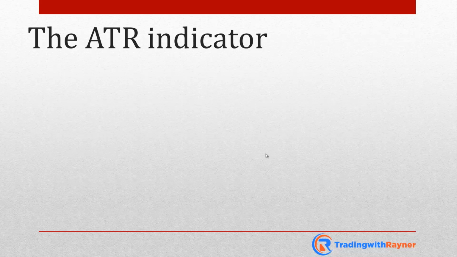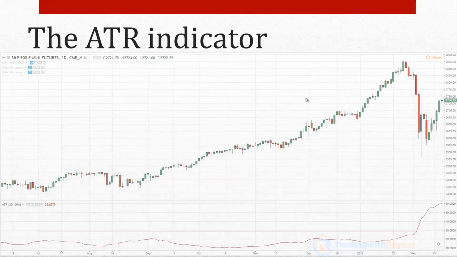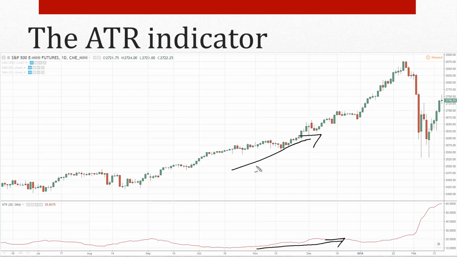So what exactly is the ATR indicator? The ATR indicator is simply an indicator that measures volatility in the market. I repeat, the ATR indicator measures volatility in the market. As you can see, as volatility expands, the ATR indicator will point up higher. You can see that the ATR indicator is pointing higher because if you look at the range of the candles, they are increasing over time.